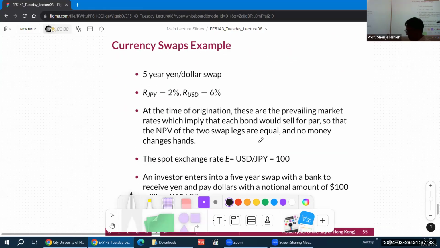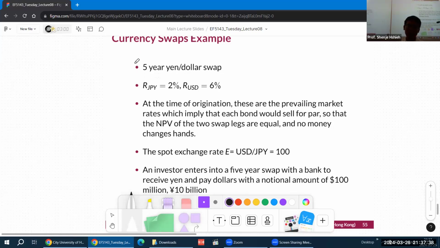So let's just get right to the example. Imagine we have a swap agreement that is 5 years, a yen for dollar swap. One counterparty is going to pay out yen, the other is going to pay out US dollars. The prevailing interest rate, let's just call it an average or 10-year interest rate, just one value, is 2% for Japan and 6% for the United States. At the time of origination, it's important to note that nothing is exchanged at time 0.